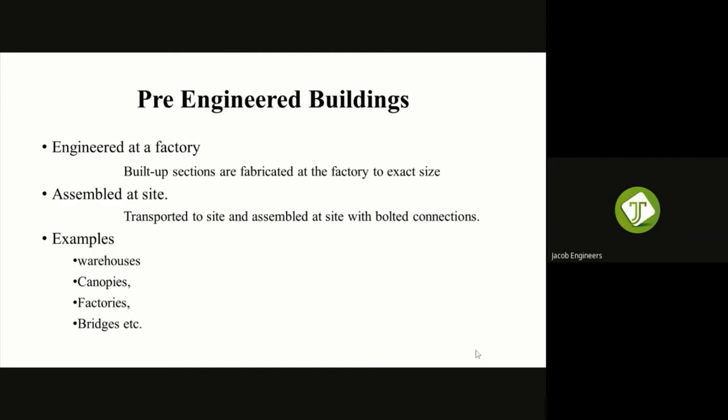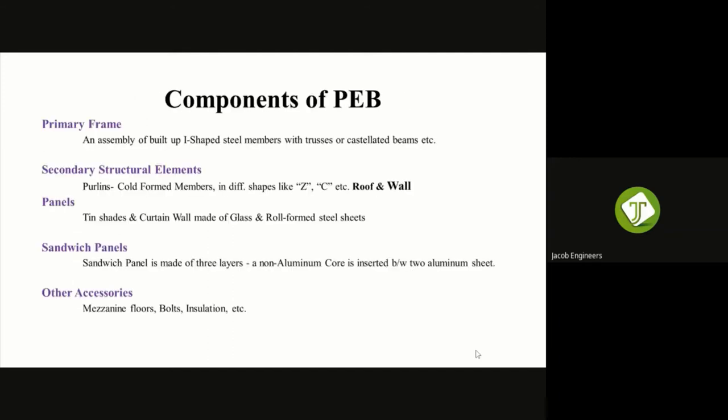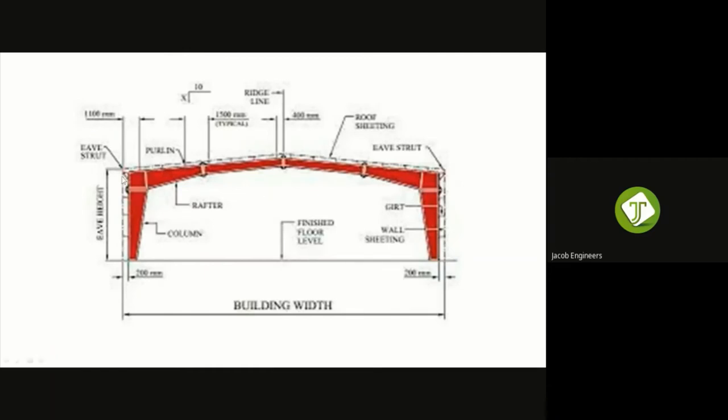In the case of warehouses, canopies, a floating roof at the entrance of a hotel or anywhere, you'll have the floating roof. That is your canopies. Factories and bridges, you can find usages of pre-engineered buildings. So the components we have seen now: this is your primary frame or the main frame, this one. This is your main frame.